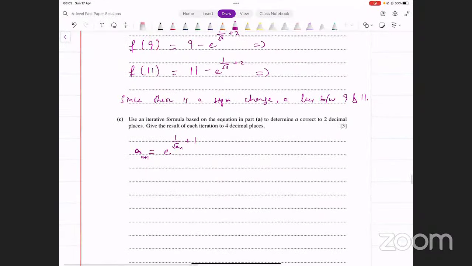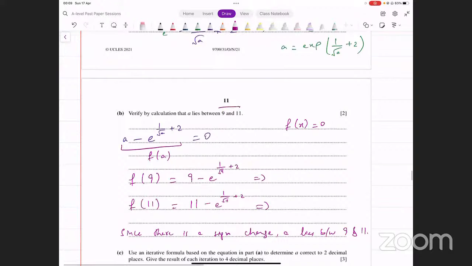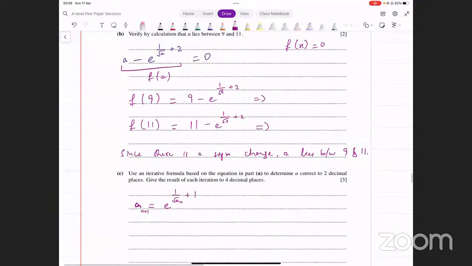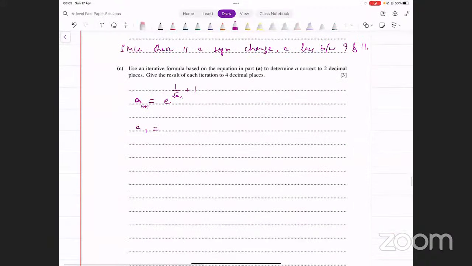अब इसके आगे स्टार्ट क्या करेंगे? 9 और 11 के दरमियान में आपने प्रूव किया ना रूट है. So the starting number that you take could be 10. इनका मिड पॉइंट ले लें, 9 और 11 का. आप कहेंगे a1 जो है, that is 10. इससे स्टार्ट करें, फाइंड कर लें सारी आइटरेशंस, you'll get the value.